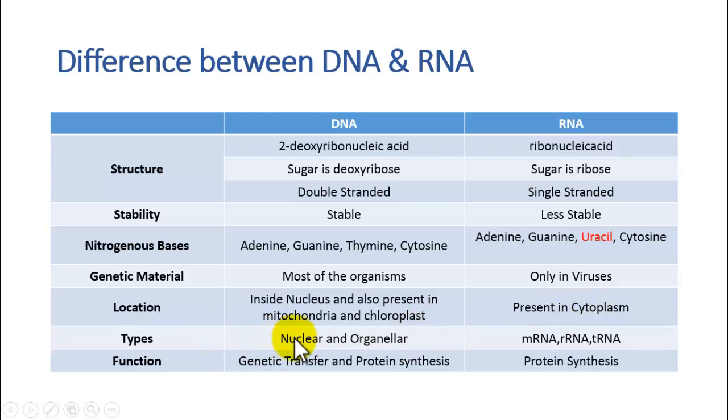Types of DNA. DNA is present as nuclear DNA and organelle DNA, and based on the forms there are three different forms of DNA: aDNA, bDNA and zDNA. Coming to the RNA, there are three different forms of RNA: mRNA, rRNA and tRNA. All these help in protein synthesis. And the function of DNA is genetic transfer as well as protein synthesis, whereas RNA aids in protein synthesis.